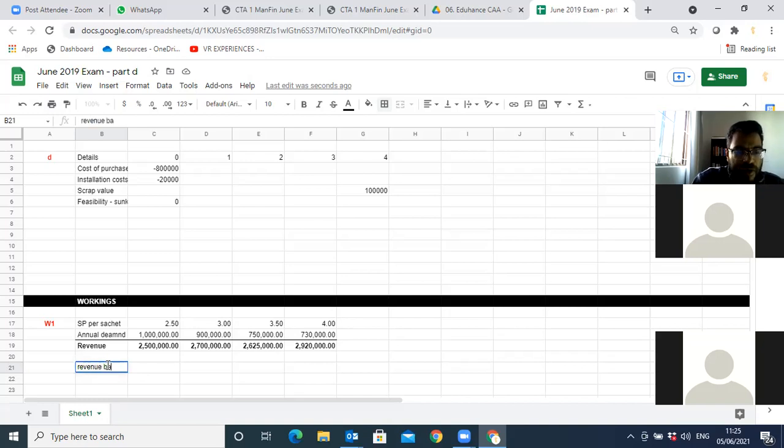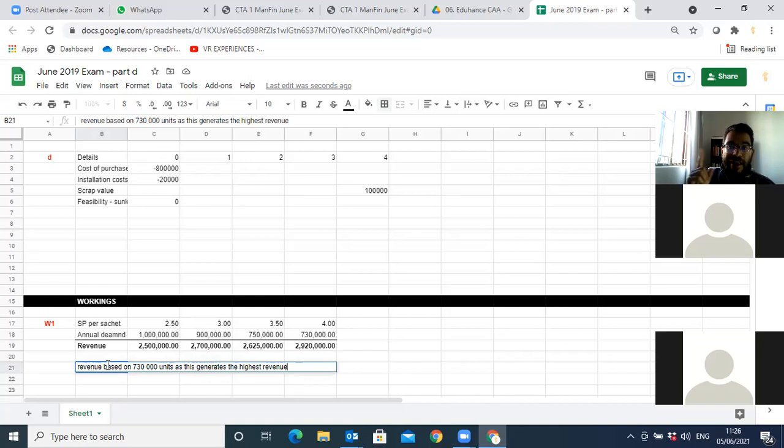Revenue based on 730,000 units, as this generates the highest revenue. Okay, so a company's going to do that. They're going to choose based on the highest revenue.